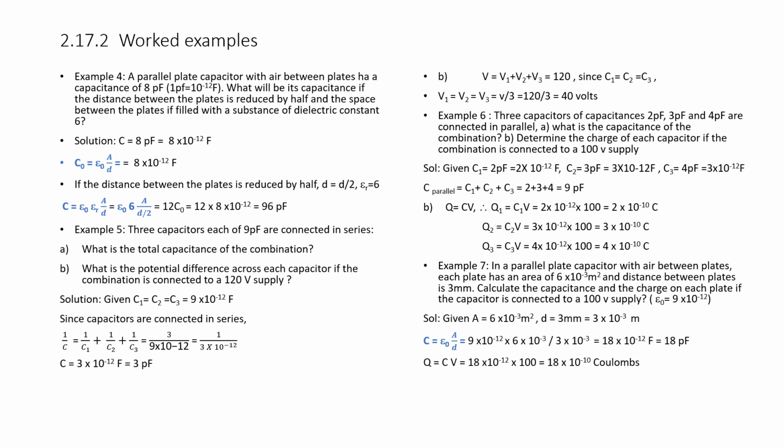Now, we have to calculate the charge. Charge is given by Q equals C into V. V, the applied voltage, is given as 100 volts. Therefore, C we have found in the previous line, 18 pF, 18 into 10 to the power of minus 12 into 100, that is equal to 18 into 10 to the power of minus 10 coulombs.